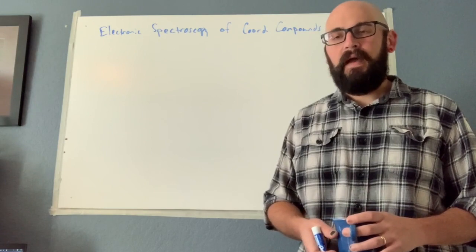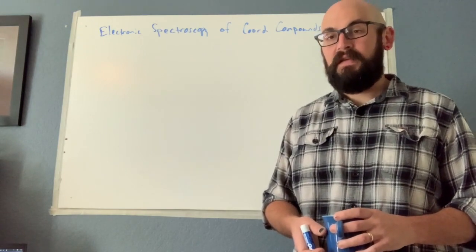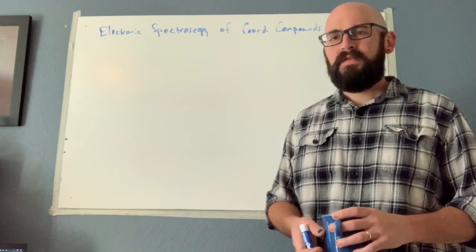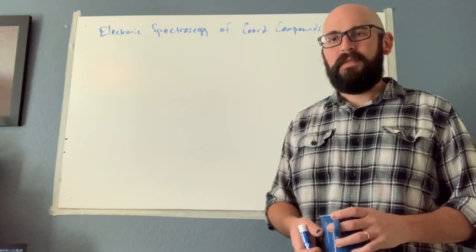After that, we're going to go ahead and dive into Chapter 17, which is dealing with reactions of coordination compounds. So let's go ahead and get started with our discussion of electronic spectroscopy.